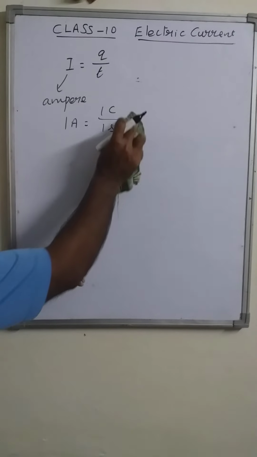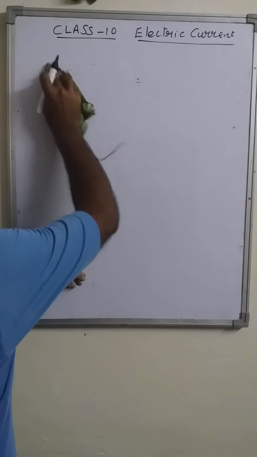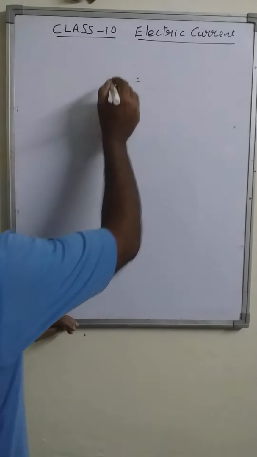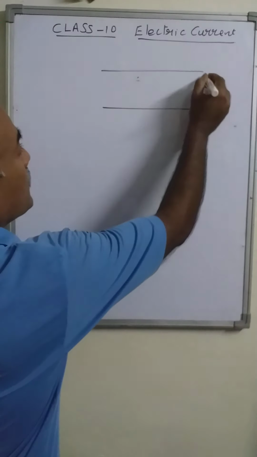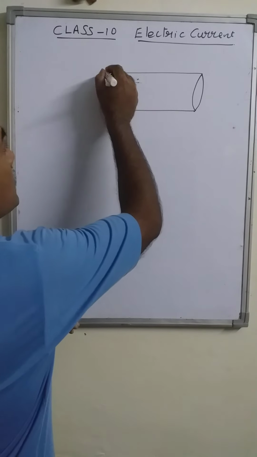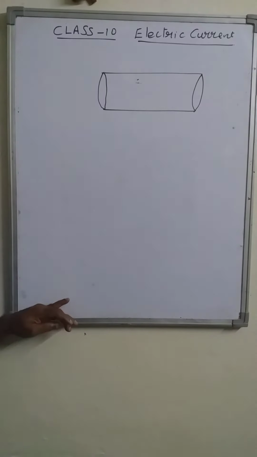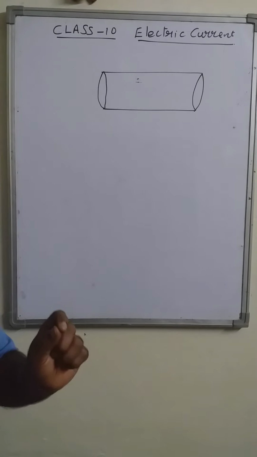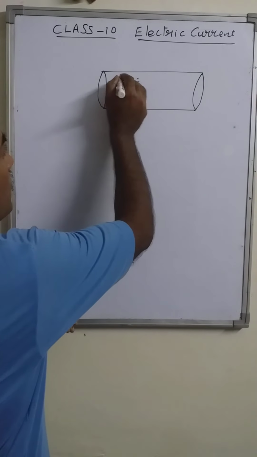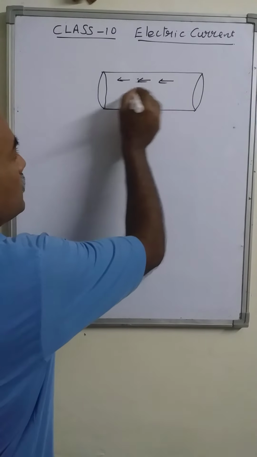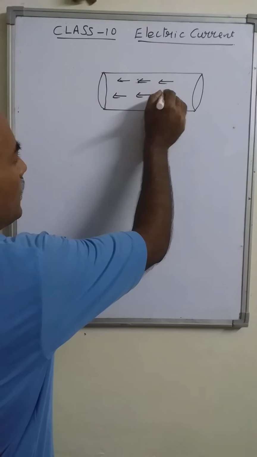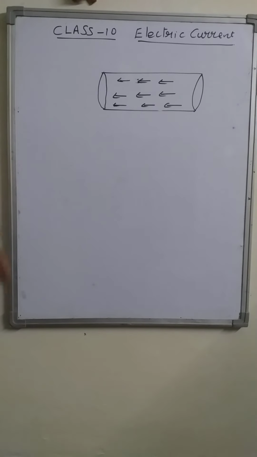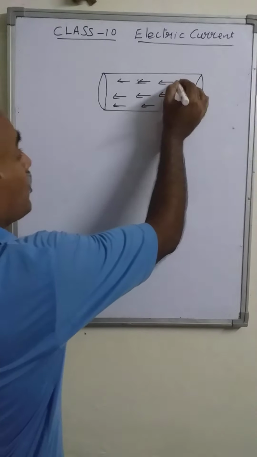That is, the electric current flows through a conductor. Suppose this is the conductor in which the charges flow through this conductor. Those charges are only the electrons. Only the electrons flow through this conductor in a particular direction along the straight line. Then only we say the electric current flows through this conductor. These are the electrons only.